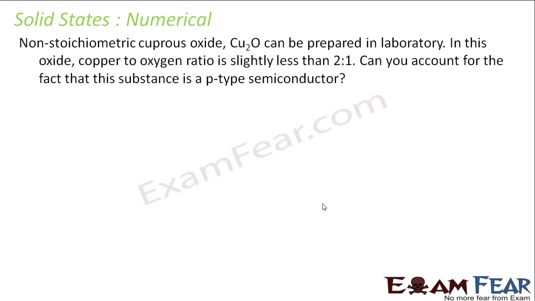The next question is, non-stoichiometric cuprous oxide Cu2O can be prepared in the lab. In this oxide, the copper to oxygen ratio is slightly less than 2:1. That is, copper is, assume less than 2, you can say it is 1.9 or something, or 1.95, slightly less than 2. How can you account for the fact that this is a p-type semiconductor?